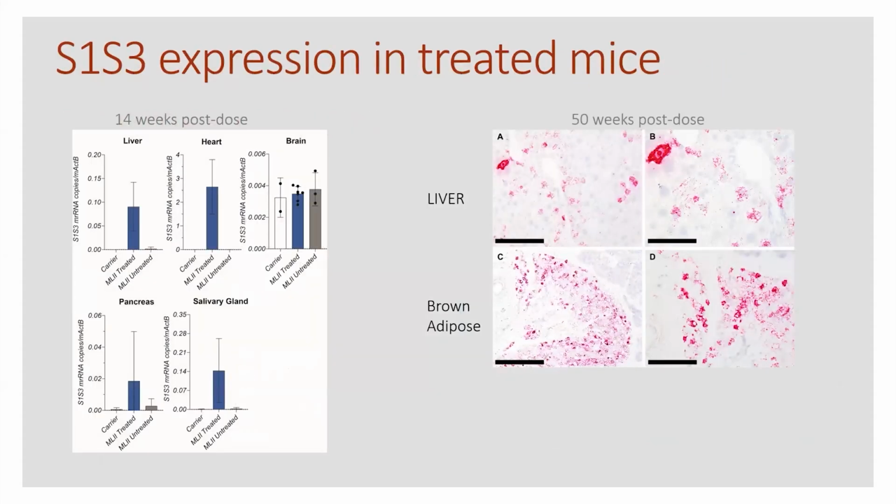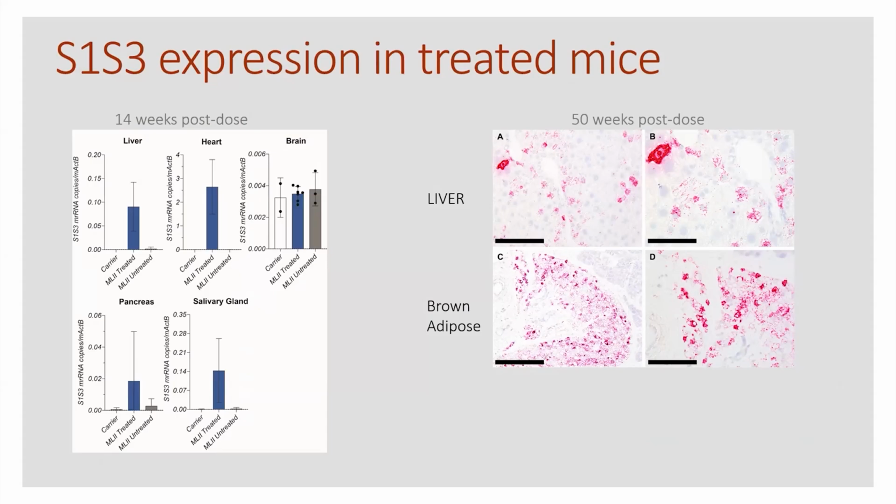Okay. This is a depiction of the expression of S1, S3 in tissues in the treated mice. On the left are bar graphs, 14 weeks post-dose, of the mRNA levels of S1, S3 in liver, heart, brain, pancreas, and salivary gland. The y-axes vary according to tissue, so you have to look at those. There's quite a lot in heart.